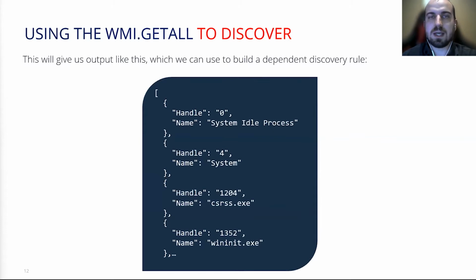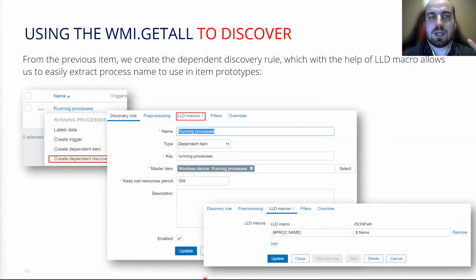So how do I do that? I actually create a dependent discovery rule. So I have a simple item, as you saw right there, which gets me all the JSON with all the processes. I open the wizard, I click on create dependent discovery rule and start creating my rule. So key can be custom, it's a dependent discovery rule.